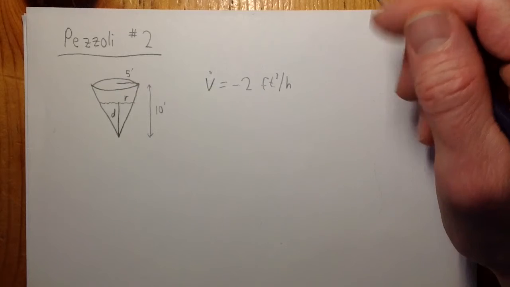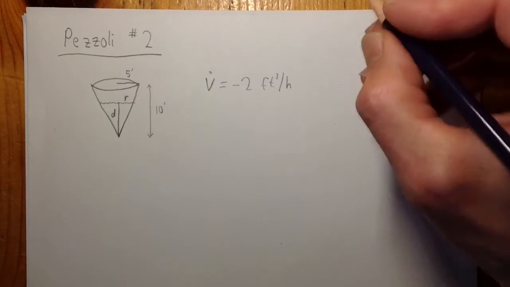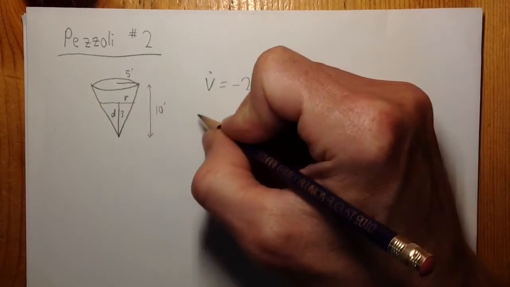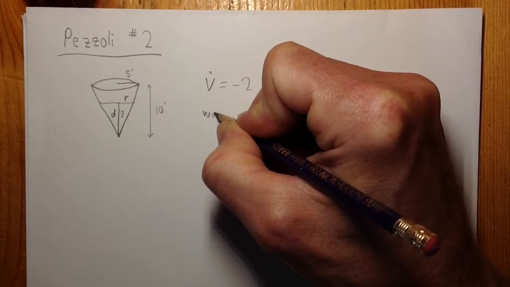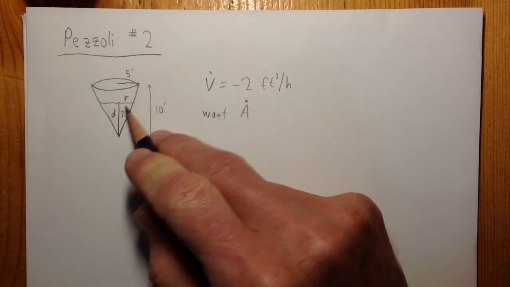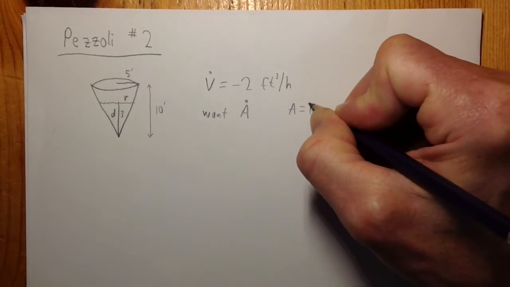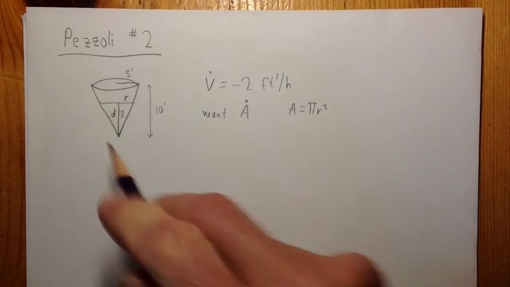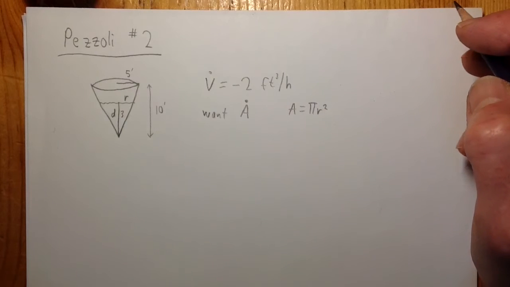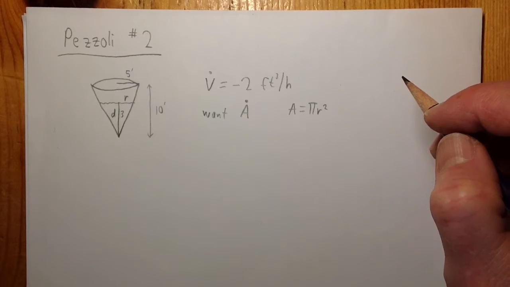Okay, so then they want to know what rate is the area changing when the depth of the water is 3 feet. So when this D here is 3, how fast is the area changing? So we want A dot, and this is the area of the surface of the water. Surface of the water is pi r squared. So the area is pi r squared. We want to know how fast that area is changing. So obviously it's going to be going down because the water is leaking out at 2 cubic feet per hour. So we got to remember to make that negative.